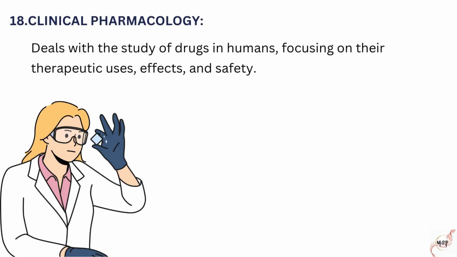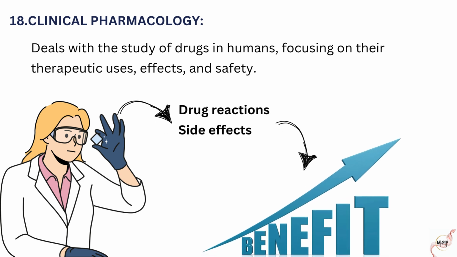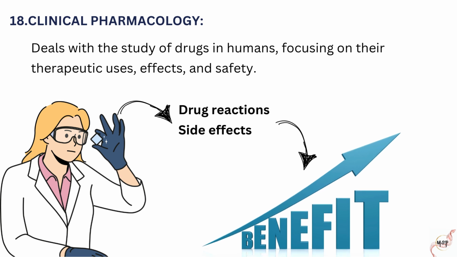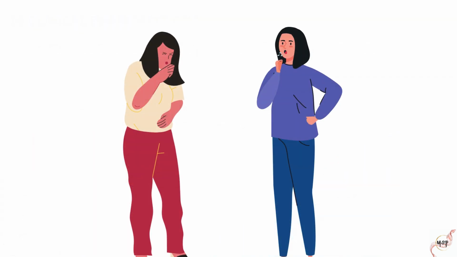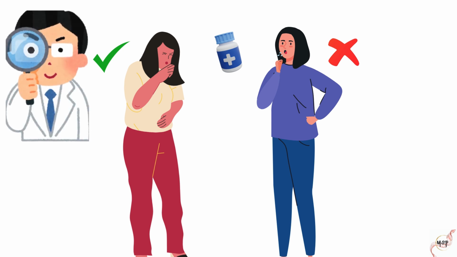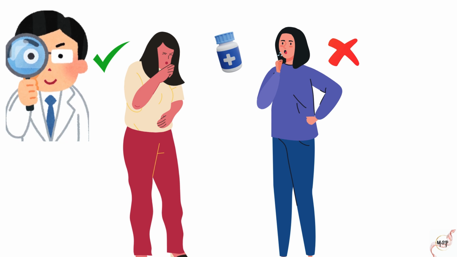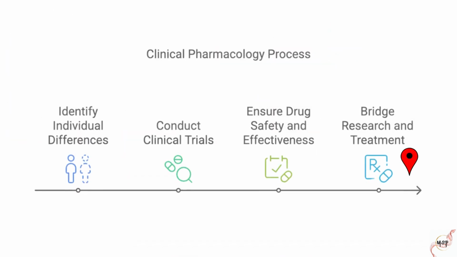Next is clinical pharmacology. It deals with the study of drugs in humans, focusing on their therapeutic uses, effects, and safety. Every drug has benefits, but also risks. Clinical pharmacologists monitor drug reactions, study side effects, and adjust dosages to maximize benefits while minimizing harm. Two patients, same condition, but one drug may work better for one person than another. Clinical pharmacology helps us to understand these individual differences in drug responses.